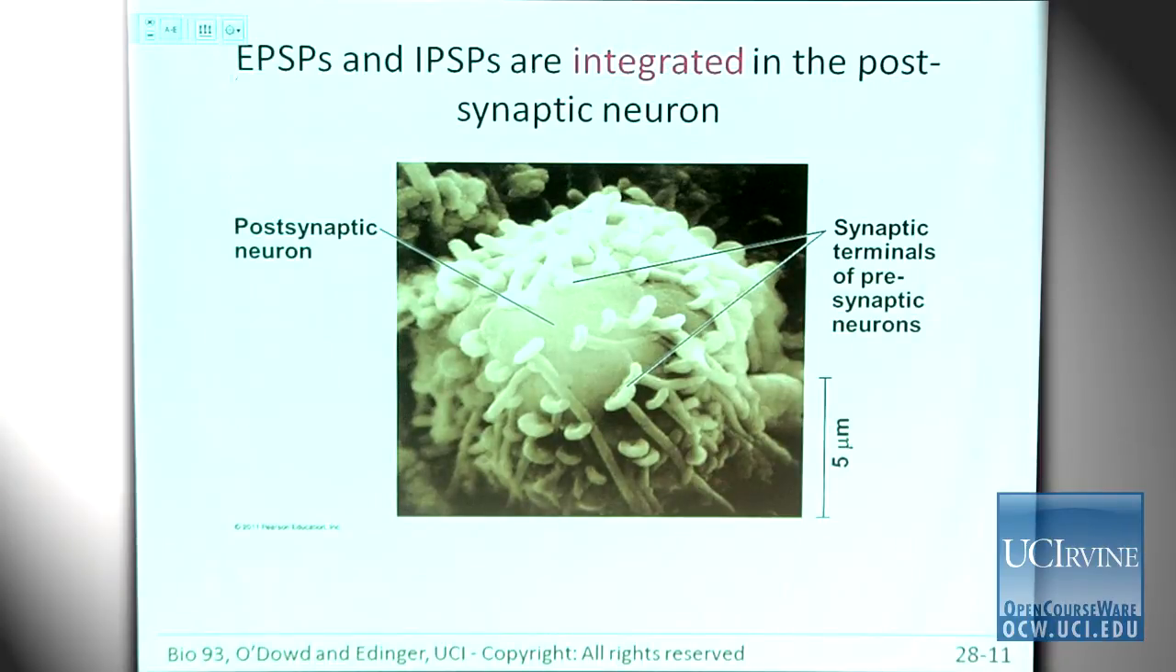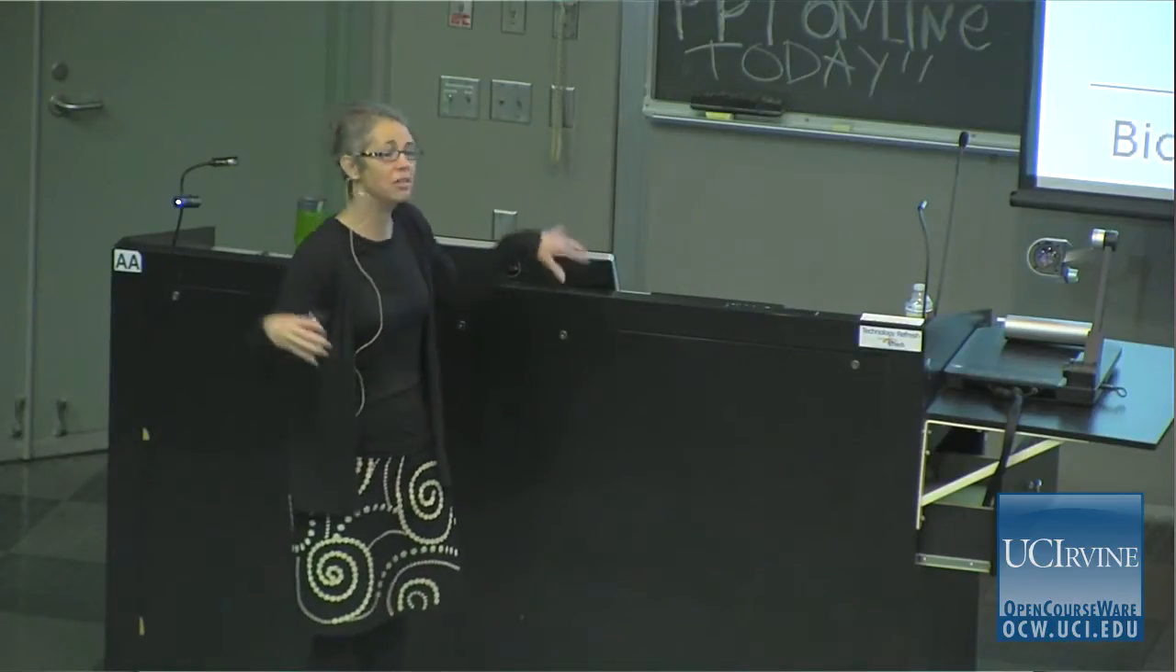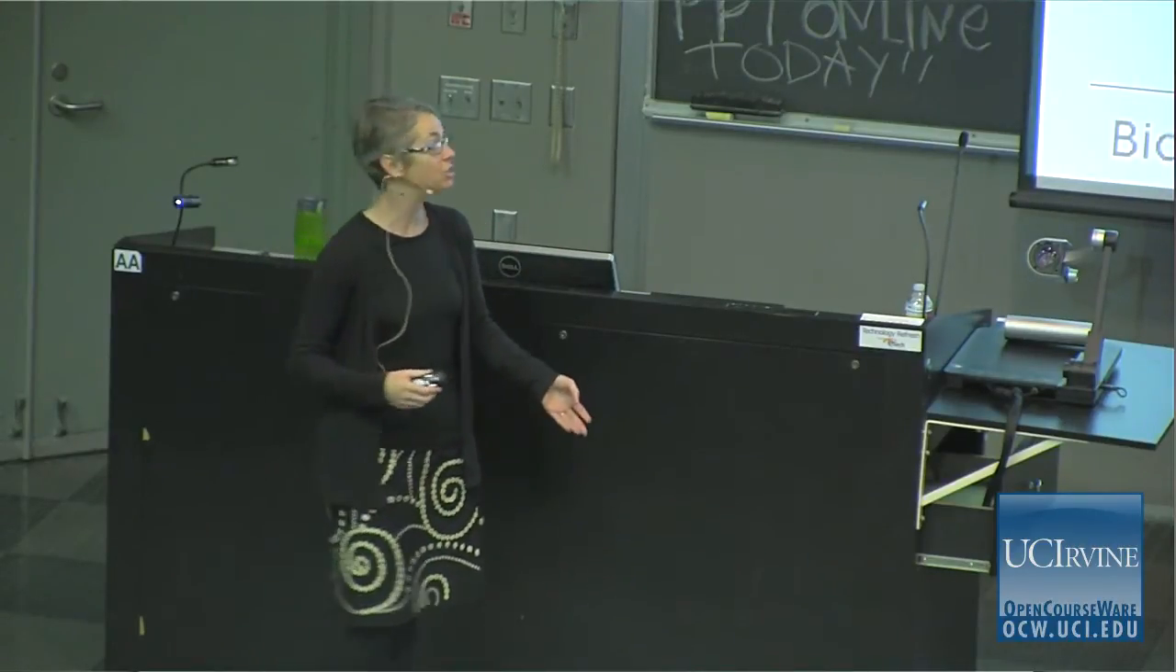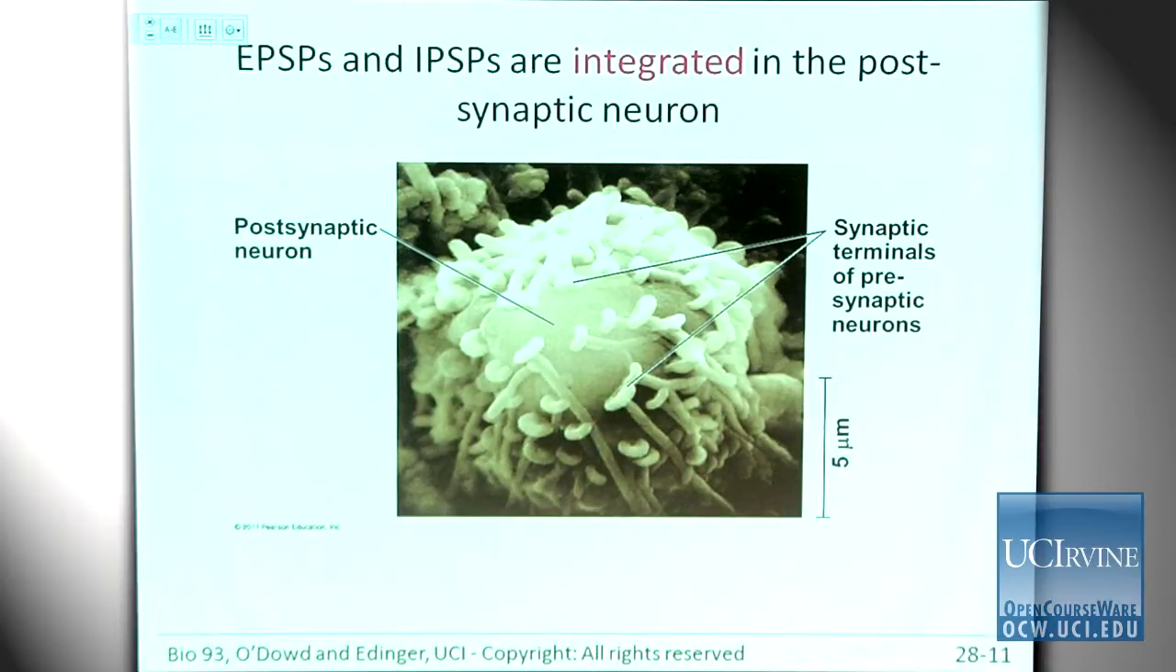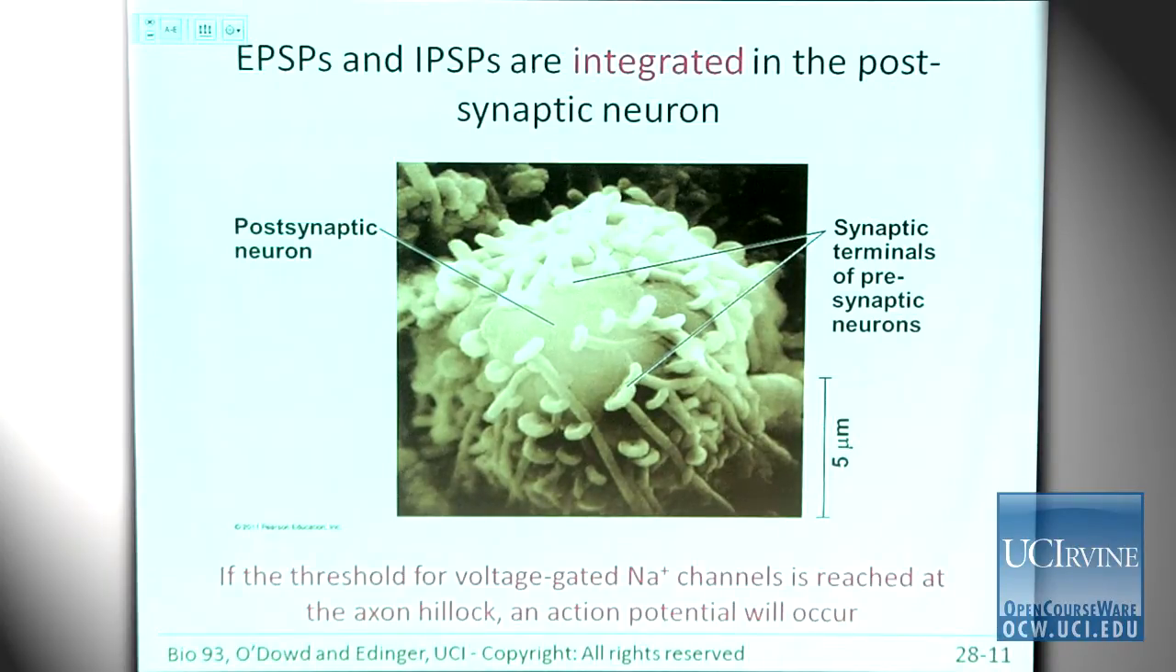So these excitatory postsynaptic potentials and inhibitory postsynaptic potentials are coming from lots of presynaptic neurons. Here's the cell body of a postsynaptic neuron. And you can see there's many synaptic terminals. Lots of presynaptic cells are telling it what to do. All these cells are telling it what to do, and it has to decide action potential, no action potential. It needs to integrate the information from all of these inputs to determine whether the cell has an action potential or not.